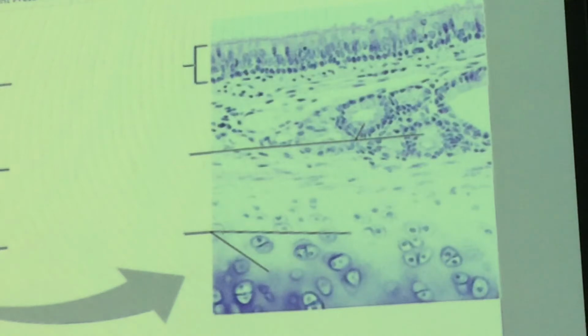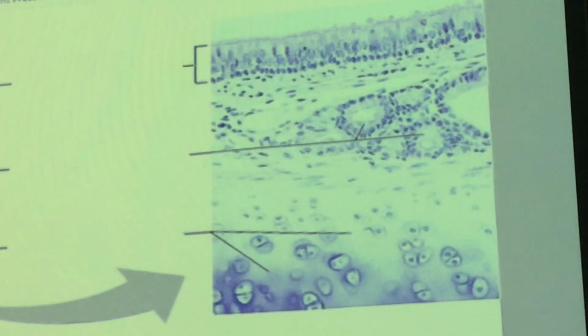Right underneath that would be areolar connective tissue. And then these are glands, and they secrete a watery mucus. So what would you call these guys? Seromucous glands. And then we've got the cartilage, and we have the dense irregular connective tissue.